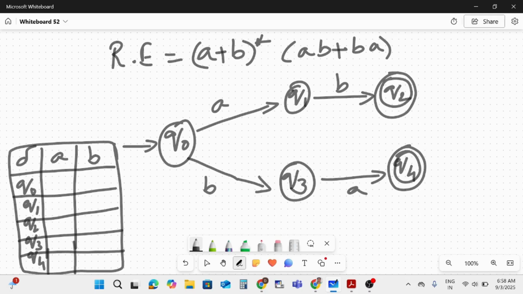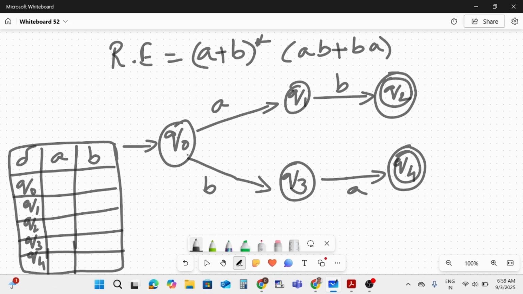Remember, last time I said the minimum number of states is decided based on the length of the minimum string. If the length of the minimum string is 2, then the minimum number of states required is 3. Similarly here, the strings are like ab or ba. So totally we require 6, but the initial state is the common state, so we have 5 states. Let's try to write the transition table and make this skeleton into a deterministic finite automaton.